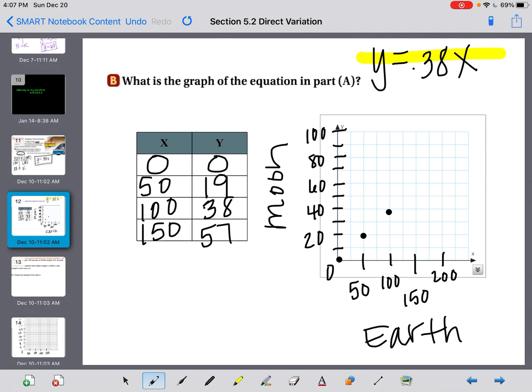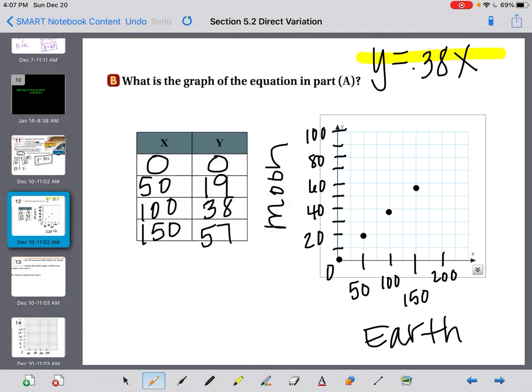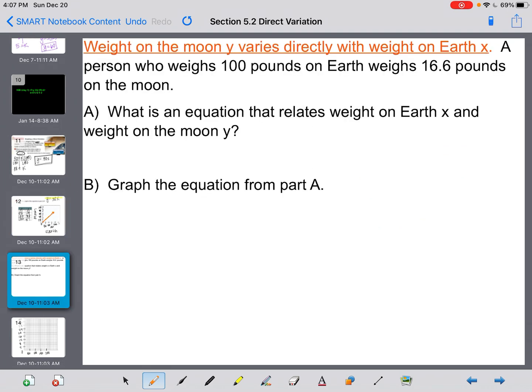Over 150, up 57. Okay, and if you notice, all of our characteristics of a direct variation graph are shown here. It passes through the point 0, 0 and makes a straight line. It is not a direct variation if it doesn't pass through 0, 0. Okay, here's another one, similar situation.